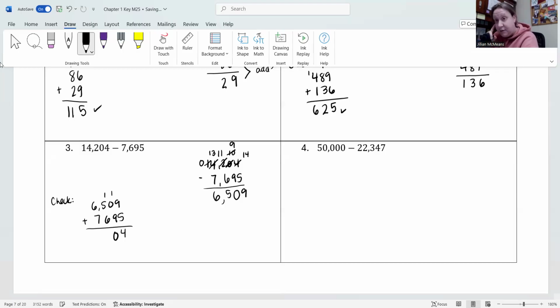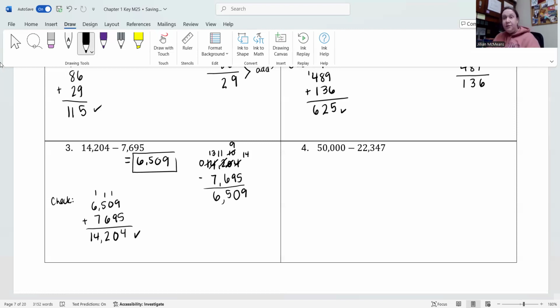6 and 5 is 11, plus the 1 that I carried is 12. Keep a 2, carry a 1. 6 and 7 is 13, plus the 1 I carried is 14. And you can see everything really does check out. So the final result here we can say confidently is 6,509.